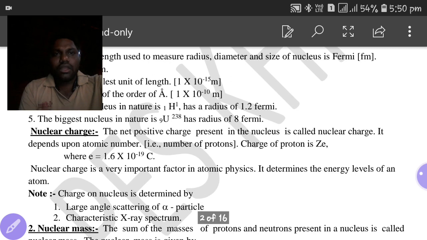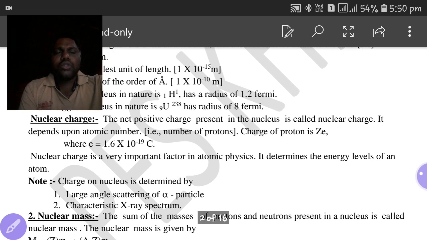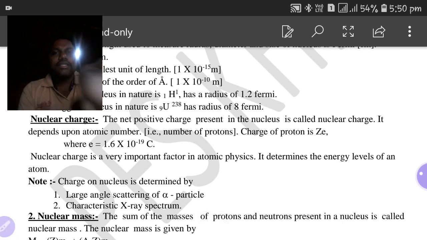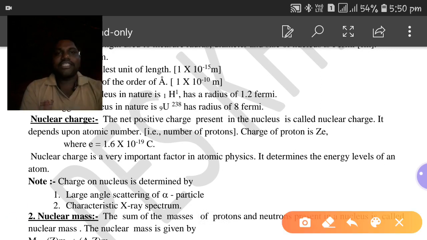So the next property of the nucleus is charge, that is, nuclear charge. We know that the nucleus contains protons and neutrons. Neutrons are neutral in nature, protons are positively charged. Therefore the charge of the nucleus is only due to the protons. And since protons have positive charge, the nucleus also has positive charge. So the net positive charge present in the nucleus is called nuclear charge.